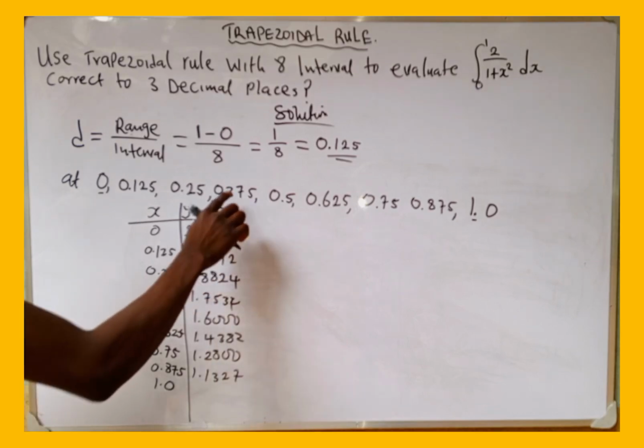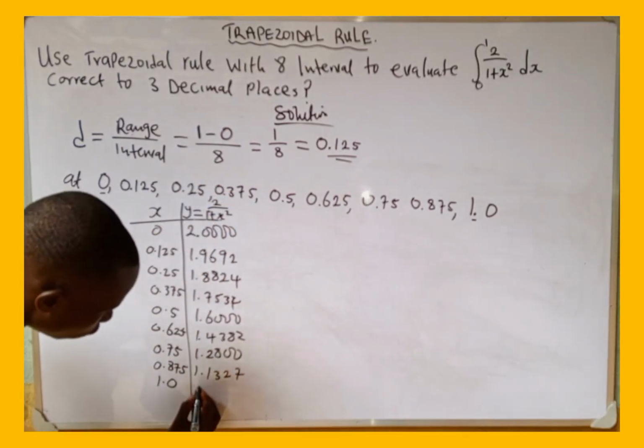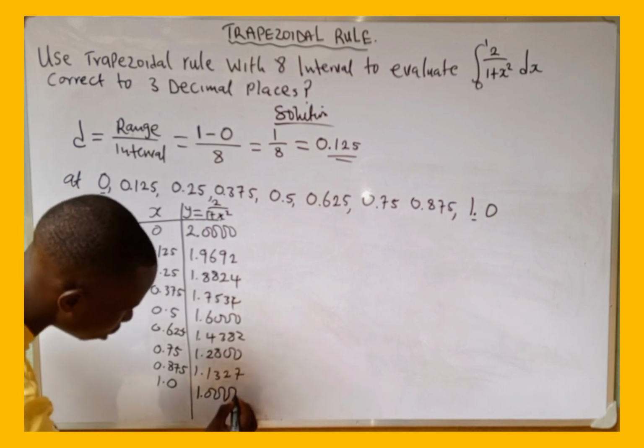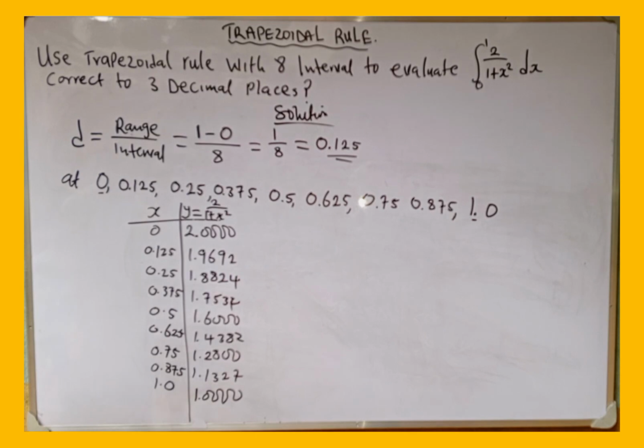Plug in 1 here. 1 squared is 1. 1 plus 1 is 2. Then 2 divided by 2 is going to give us 1. So you write 1.0000. So here we have successfully filled the table.